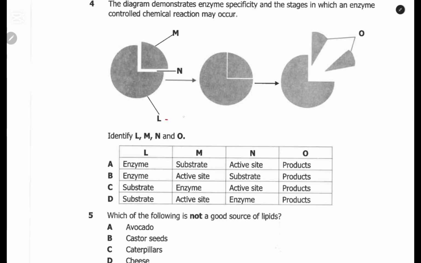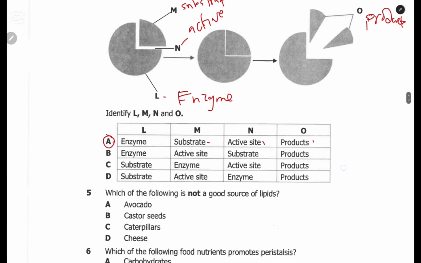So L is an enzyme. Then N is the active site. Then M is the substrate. Then O is the products. So we are looking for the answer that has L for enzyme, M for substrate, then N for active site, then products. So the answer here is A.